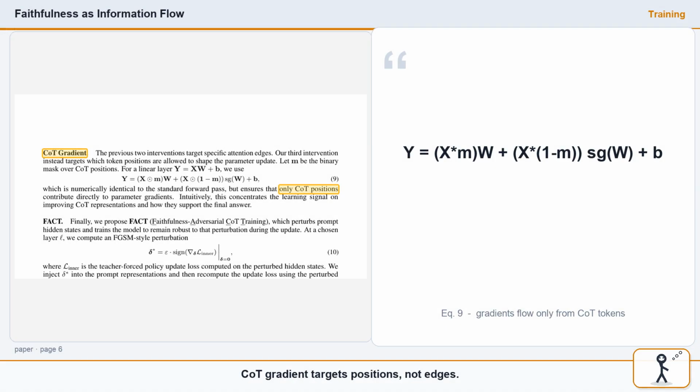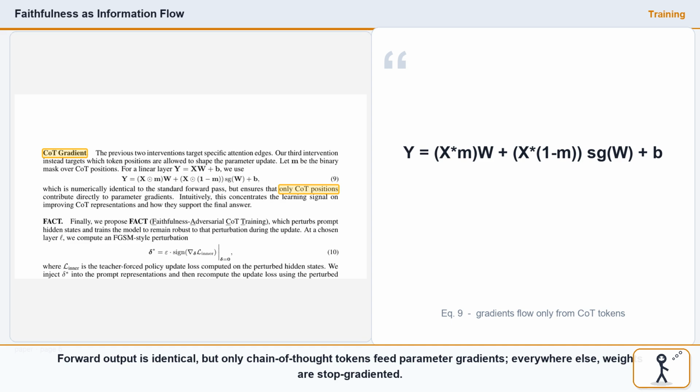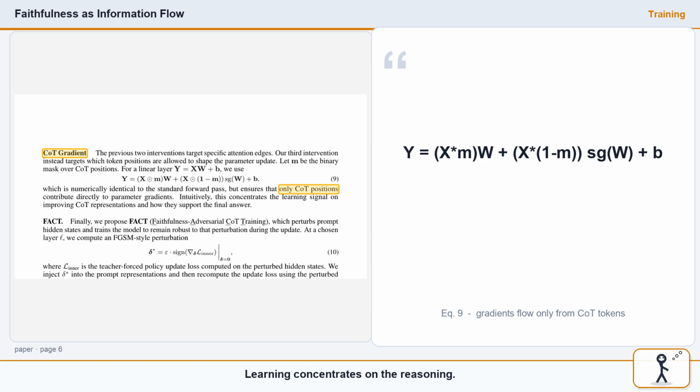Chain of thought gradient targets positions, not edges. Forward output is identical, but only chain of thought tokens feed parameter gradients. Everywhere else, weights are stop gradiented. Learning concentrates on the reasoning. This one is the most scalable and the most consistent winner.